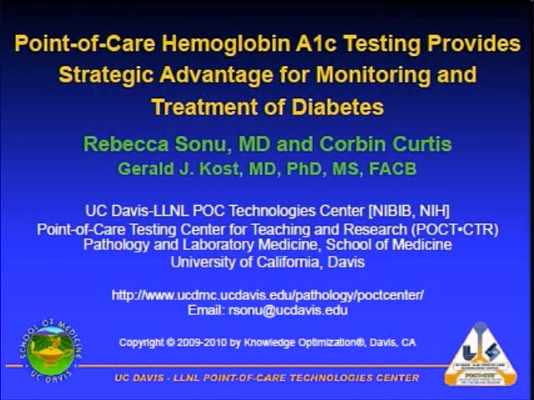This presentation, titled Point of Care Hemoglobin A1c Testing, provides strategic advantage for monitoring and treatment of diabetes.